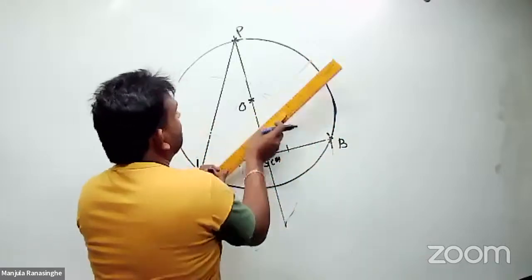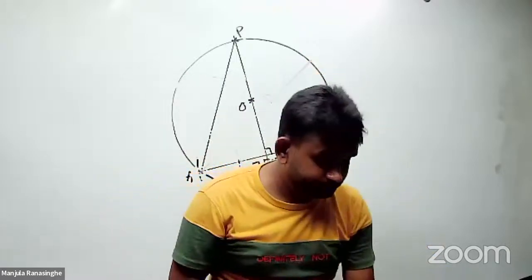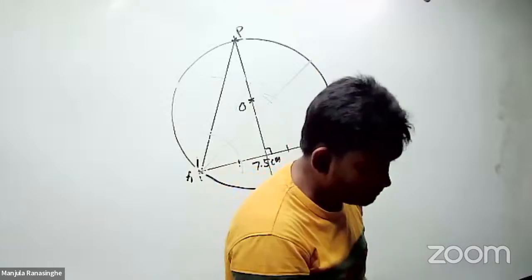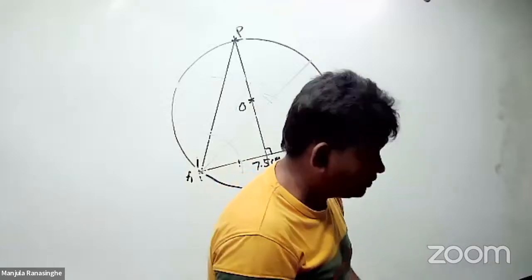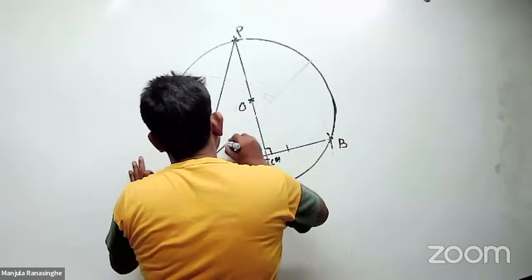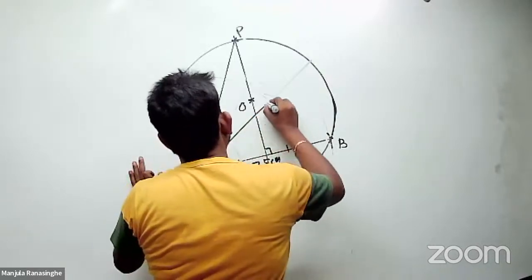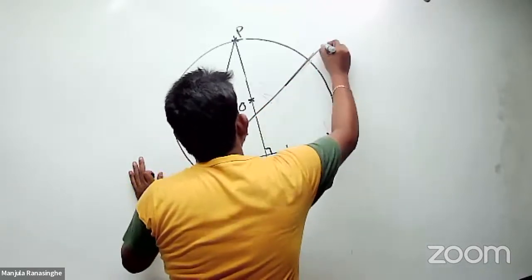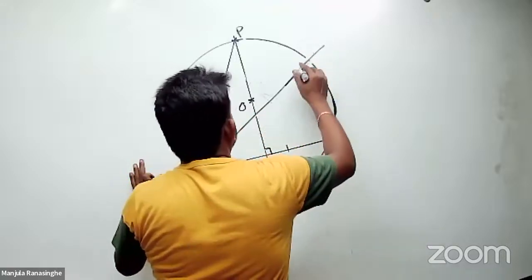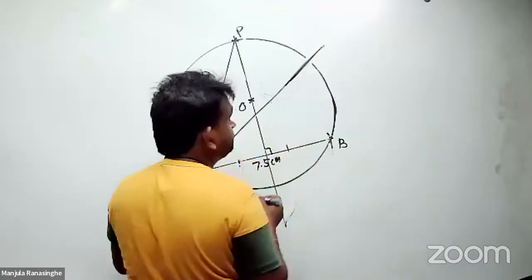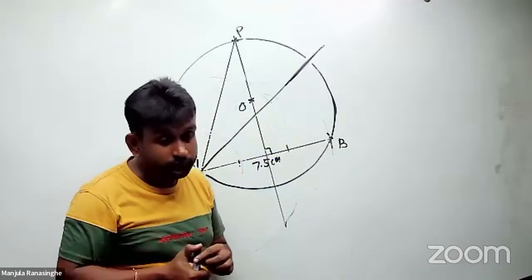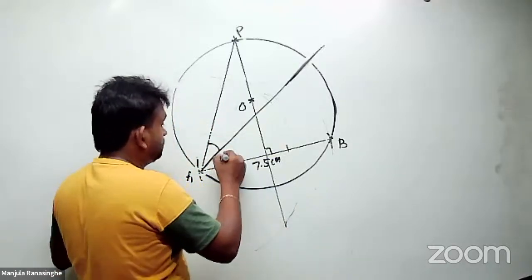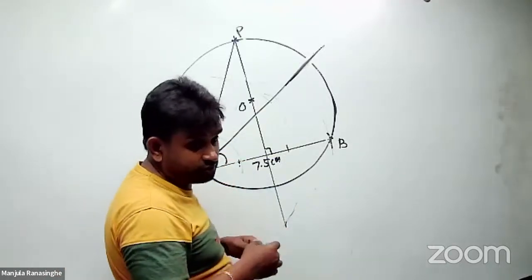So this is the angle bisector drawn. Okay, so this is the angle bisector we have drawn. This is the angle bisector, okay? Right. So this part is equal to this part, that is the angle bisector, okay?